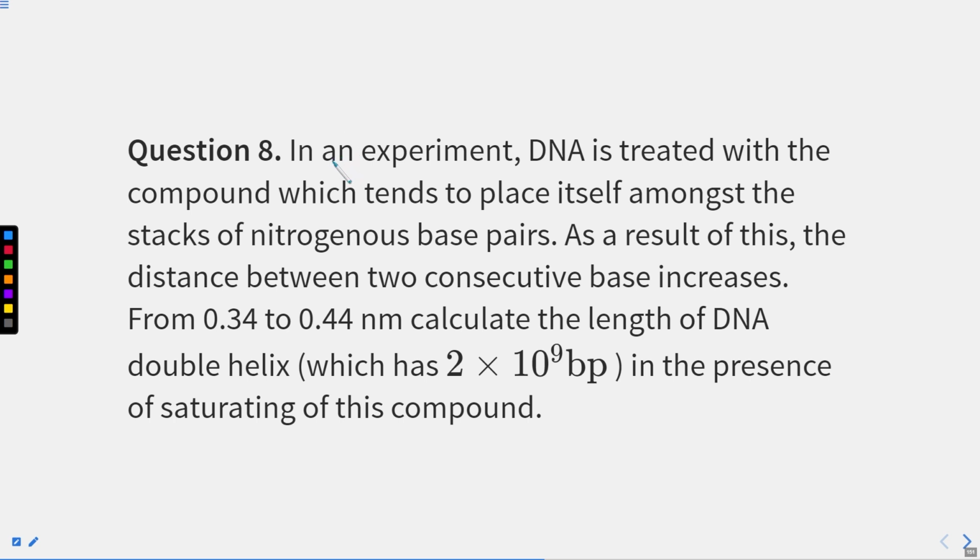Now let's move on to the next question. In an experiment, DNA is treated with a compound which gets fixed where? Among the stacks of the nitrogenous base pairs. As a result of this, the distance between two consecutive base pairs increases from 0.3 to 0.4 nanometer. Now here you have to calculate the length of the DNA double helix, which has this many base pairs, in the presence of saturation with this compound.